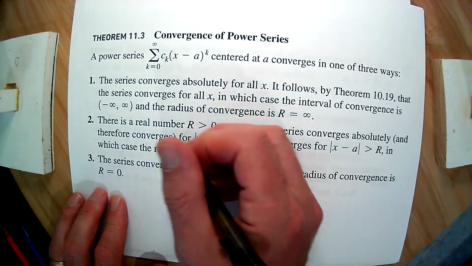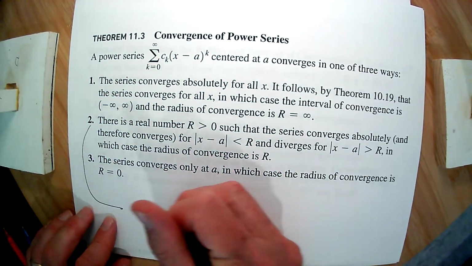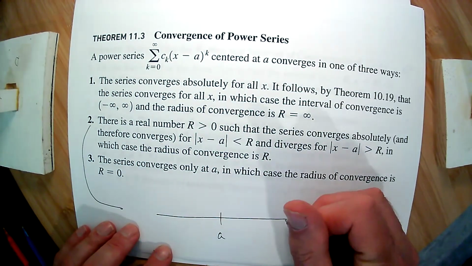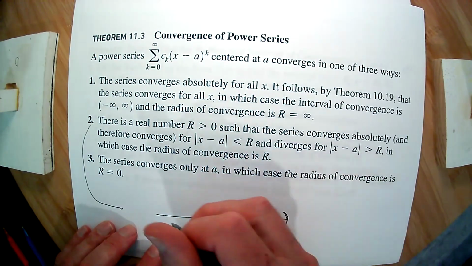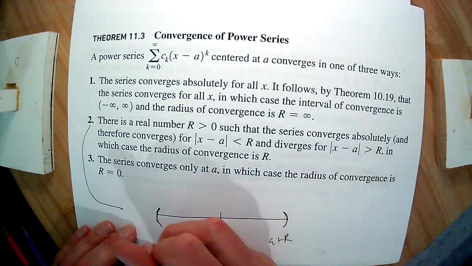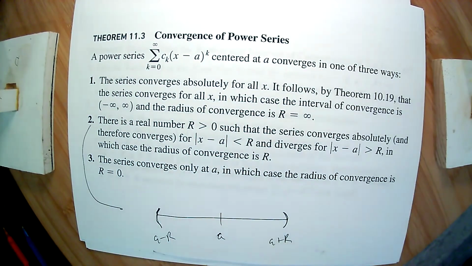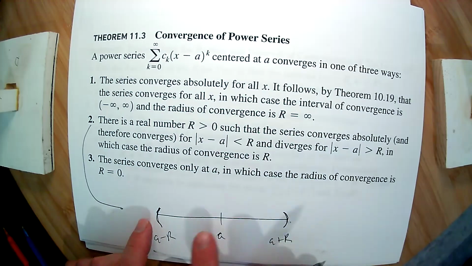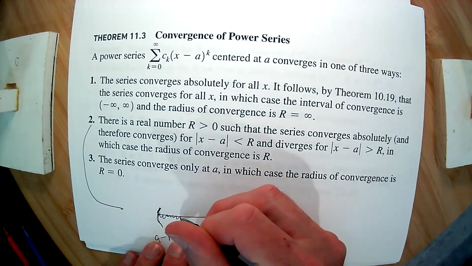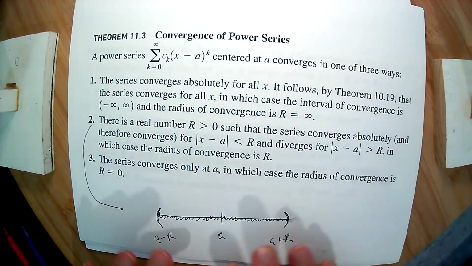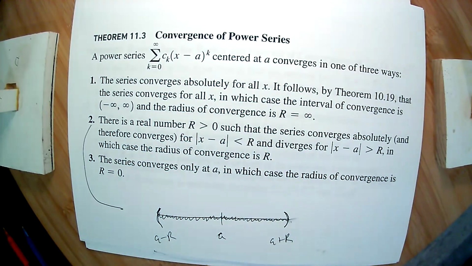Another possibility is that you end up with a domain picture that looks like this. Basically, it's centered at a, and it goes out to a plus R and a minus R for some radius of convergence R, okay? Now, it might be the case that it converges on the edges here, but usually what matters the most is having this nice connected open interval of absolute convergence in the middle, okay?